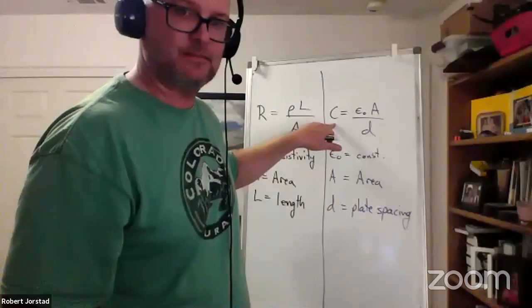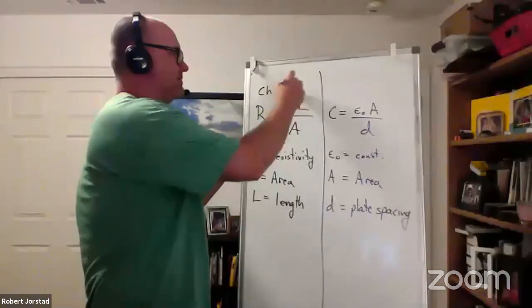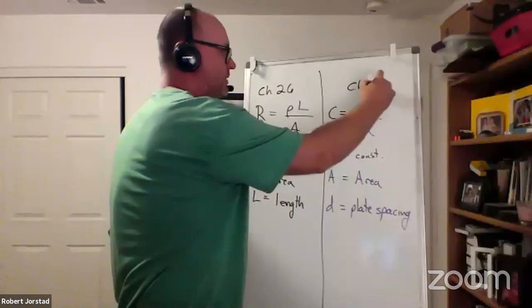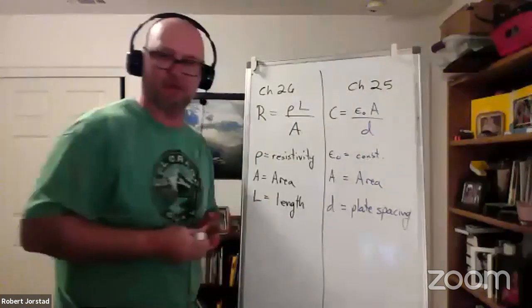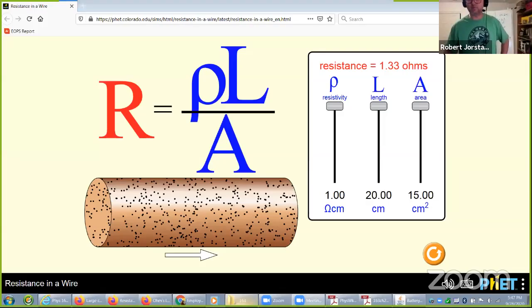What's C? C is capacitance. All right. Sorry, I'm mixing chapters now. So this was chapter 26, this was chapter 25. My bad. Yep. Good call. Good question. All right. We finished this one now.